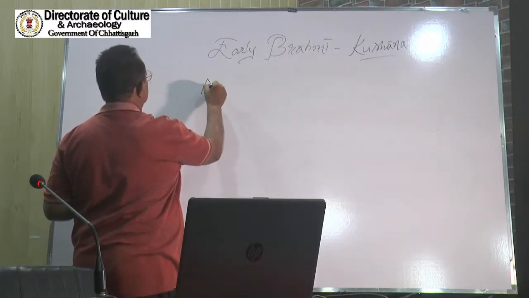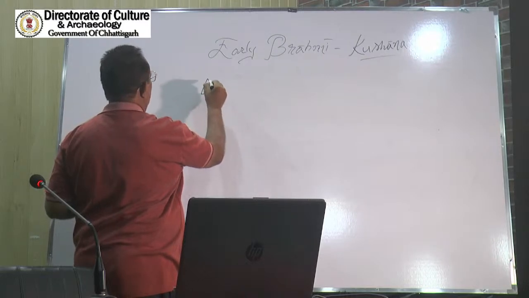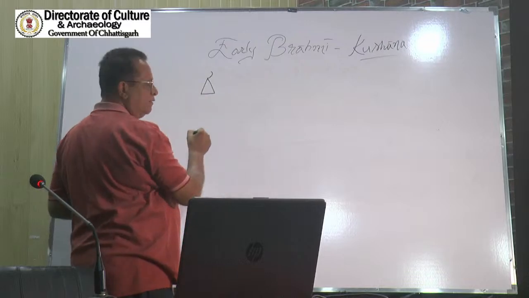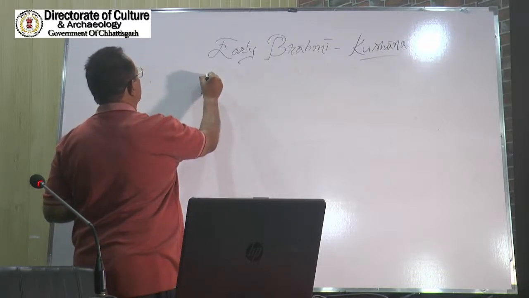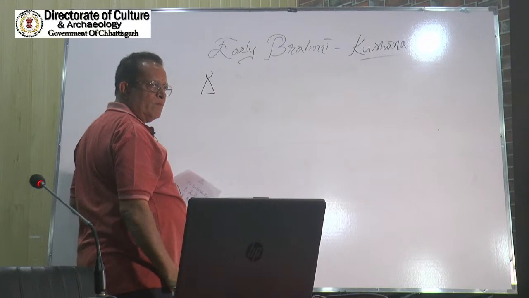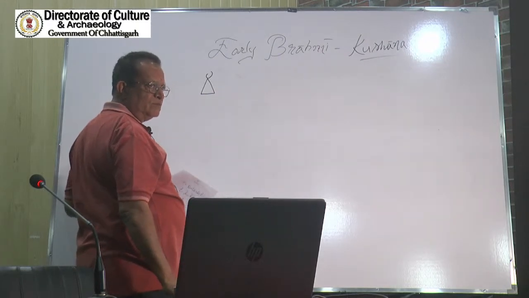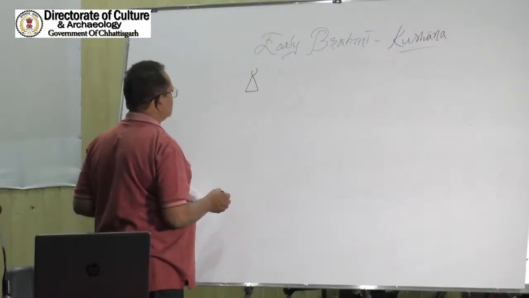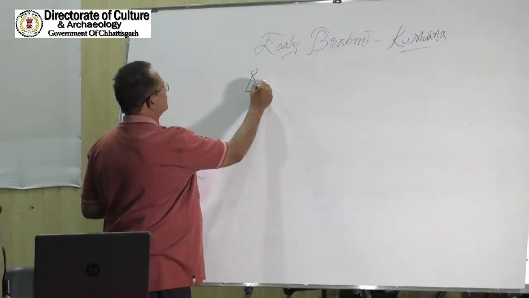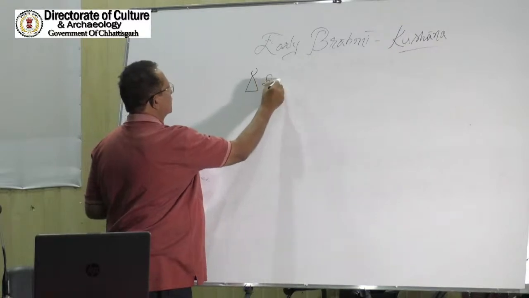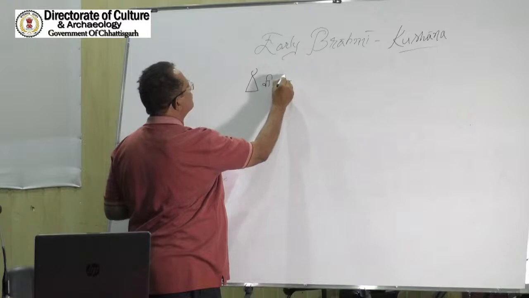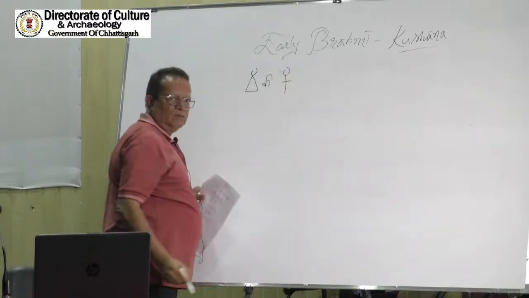So this is Va, and this is V. Adding one more stroke here is V. V Saladeva. Suppose Ka. This is Ki. Add one more stroke here for Ki.